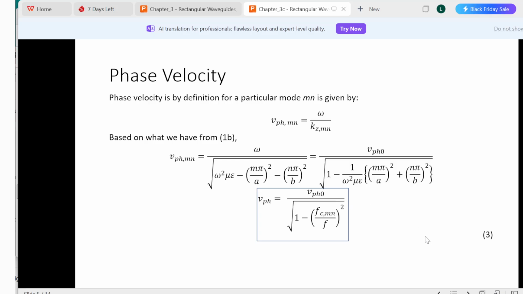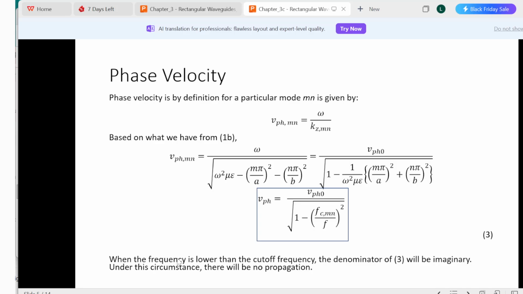So when the frequency is lower than the cutoff frequency, the denominator will be imaginary. Under these circumstances, there will be no propagation. So we have to make sure the frequency here is higher than the cutoff frequency fc. If it is not, then there will be no propagation.